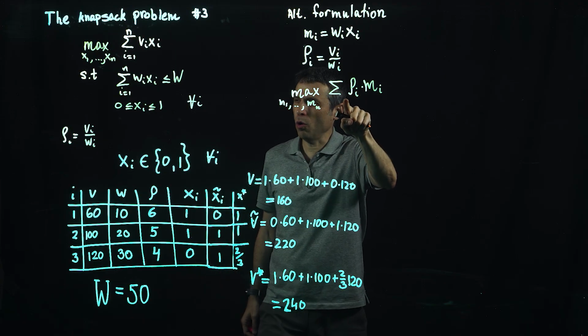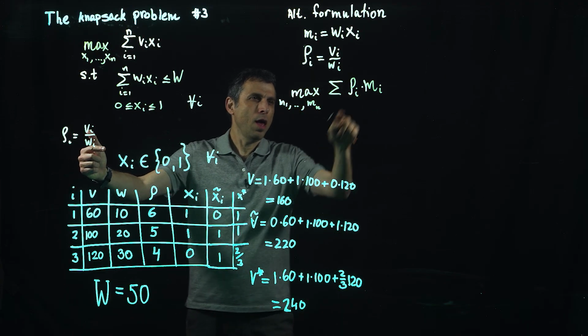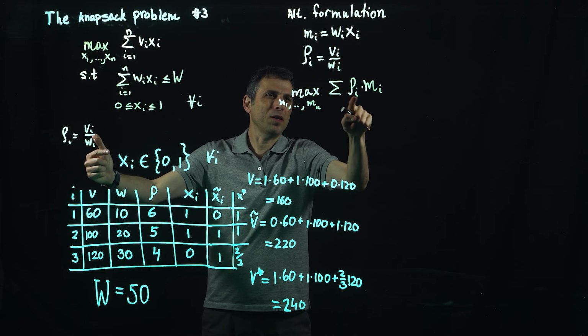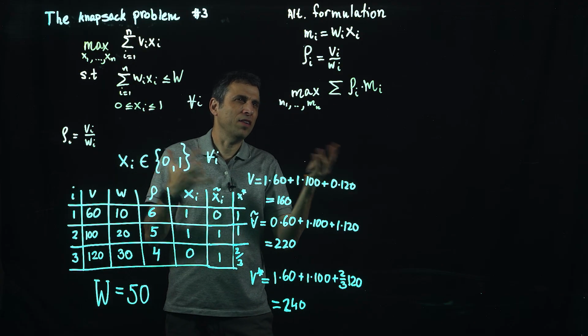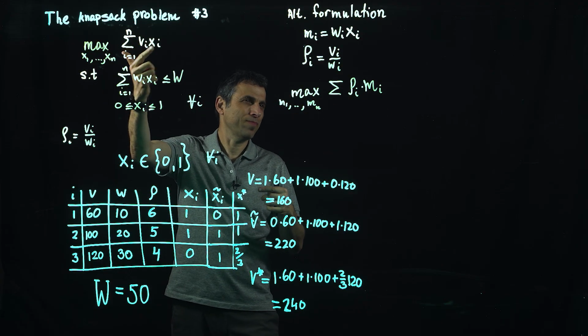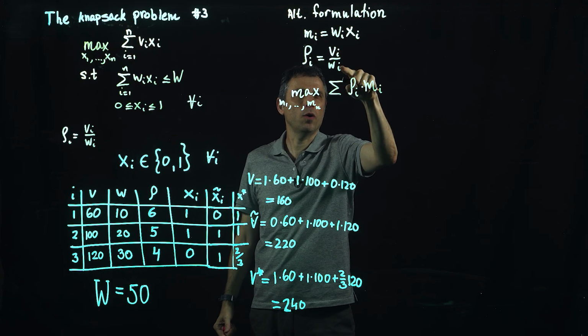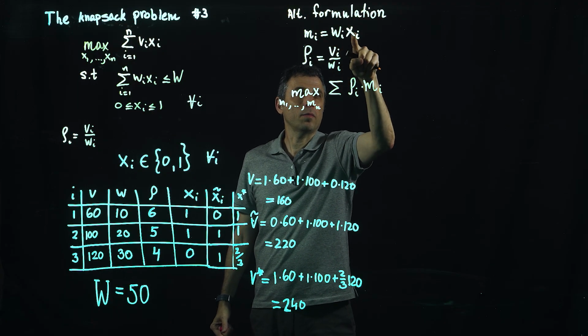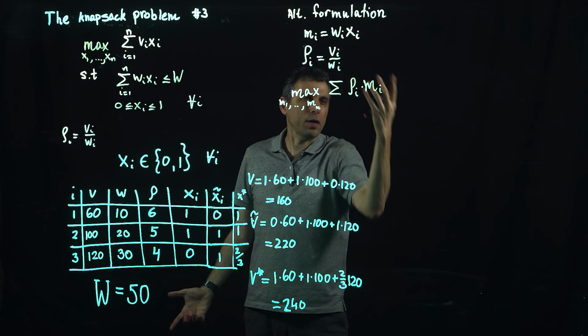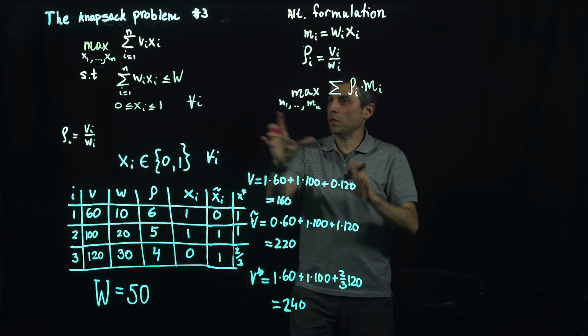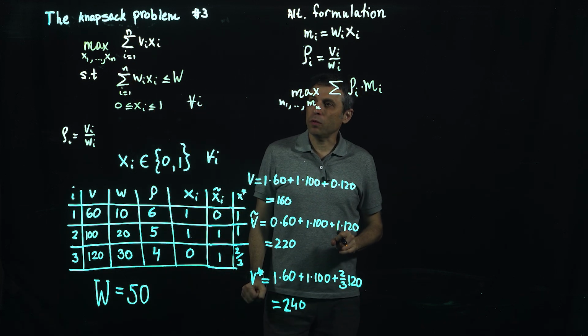So that's going to be true. Why? Because rho is v over w, m is w times x. So what is written here is v times x like before. Check my algebra, but if you multiply vi over wi times xi, it's basically vi times xi. So that's the same value that I want to maximize.